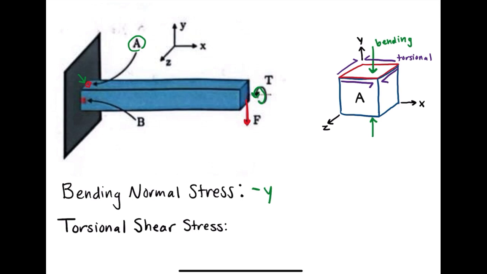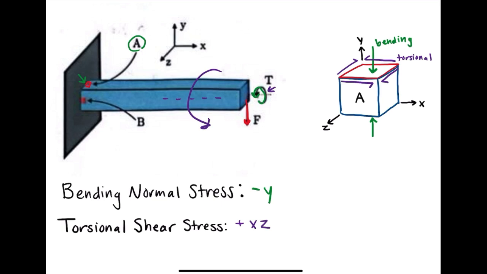Element A is also subjected to torsional shear stress. This results from the applied torque, which attempts to twist the beam around its longitudinal axis. When you apply torque, it generates shear stresses within the material that act along the plane perpendicular to the axis of rotation. For element A, this torsional shear manifests in the positive xz direction as it resists the counterclockwise twist induced by the torque. This stress resists the twisting effect, helping maintain the beam's stability.